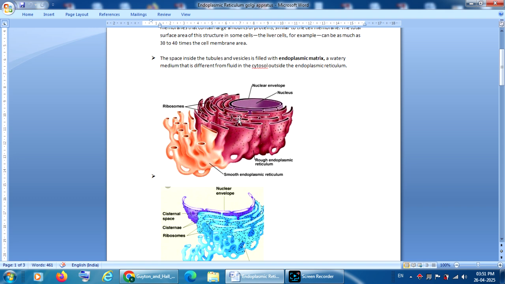and it transports the molecules from the nucleus to the other parts of the cell, or from the cell to the nucleus, for the various functions of the cell. This is how the endoplasmic reticulum is closely associated with the nuclear membrane. See, it is interconnected with the nuclear envelope or nuclear membrane.